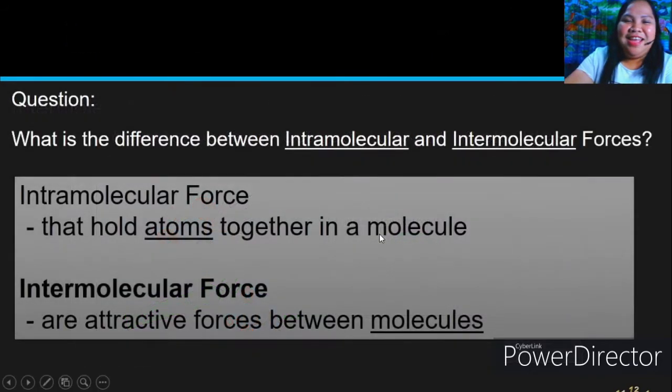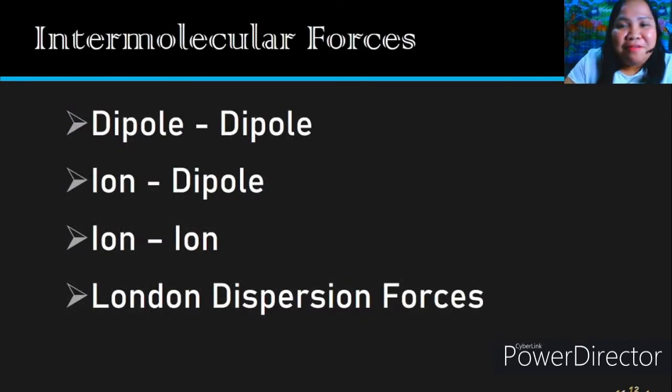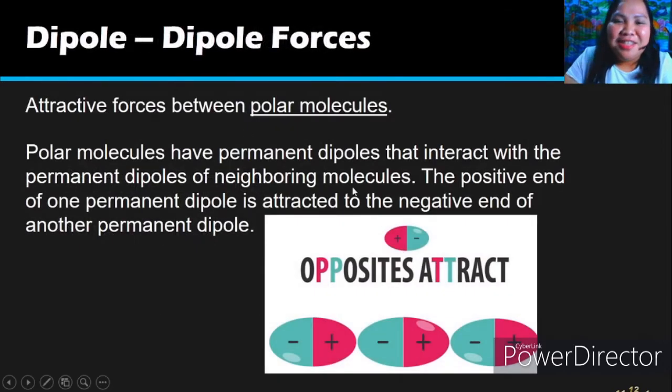For intermolecular forces, we have four types. We have dipole, ion and ion, and then the last one is London dispersion forces. So we will get to know each one of them today. Let's start with the dipole and dipole forces.